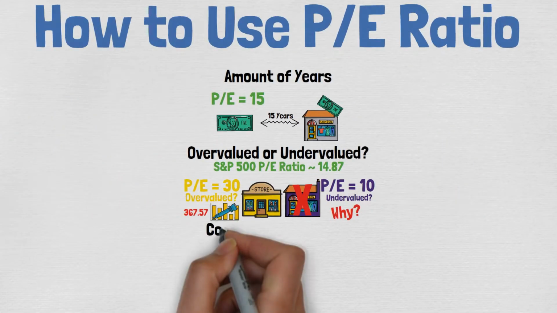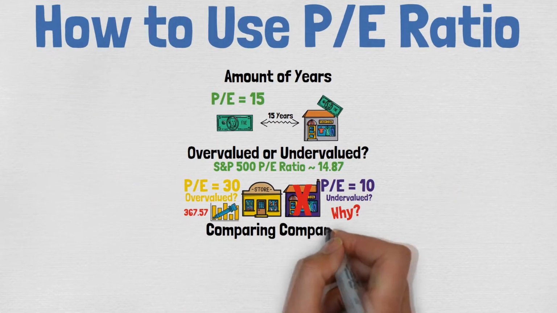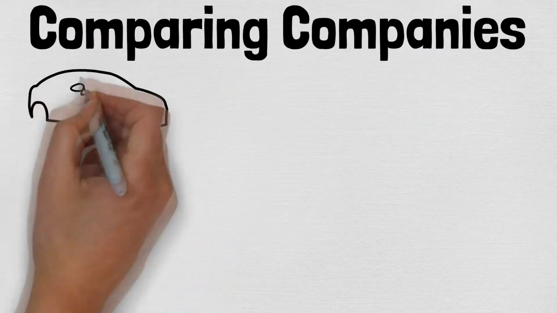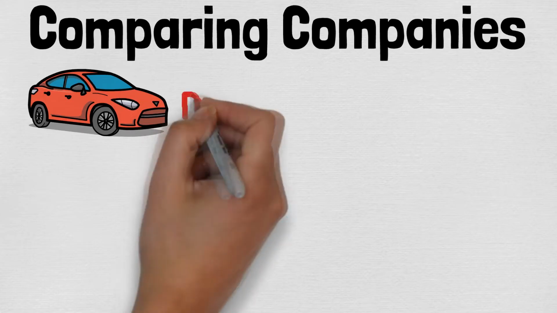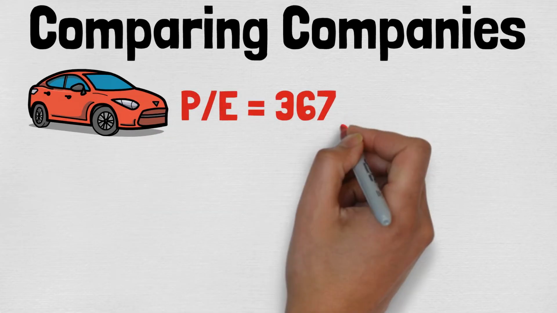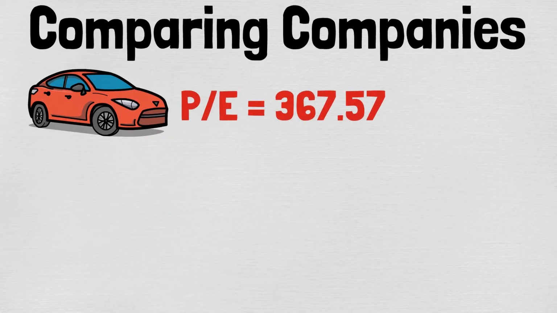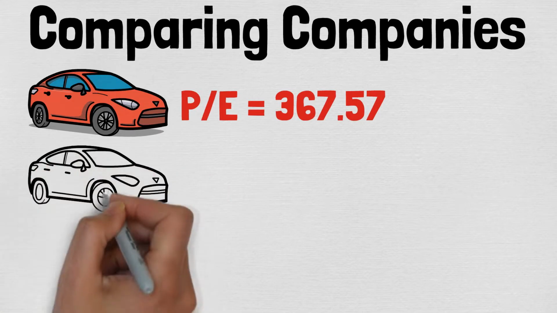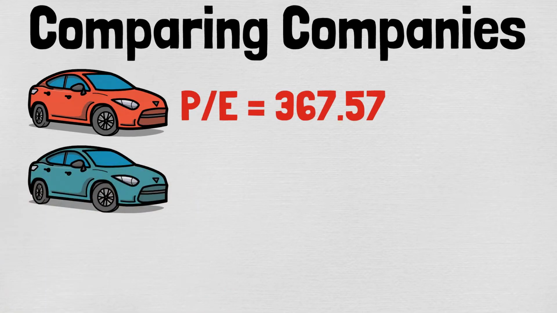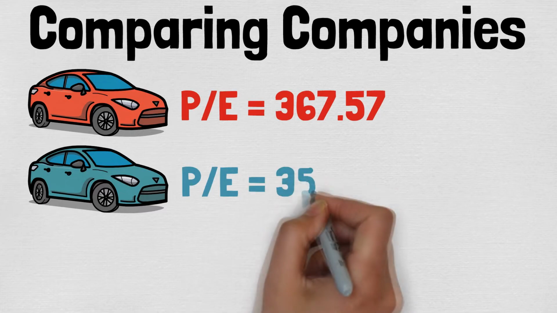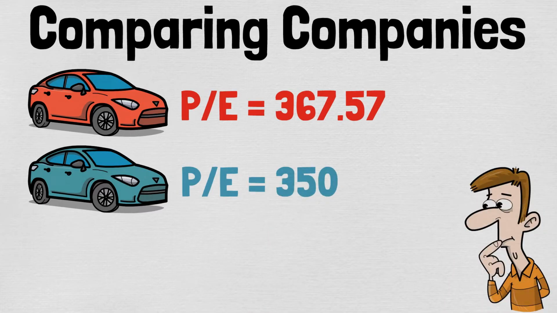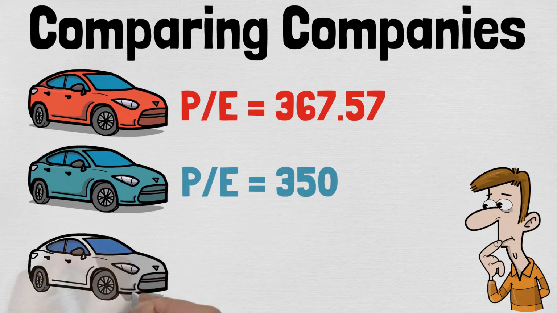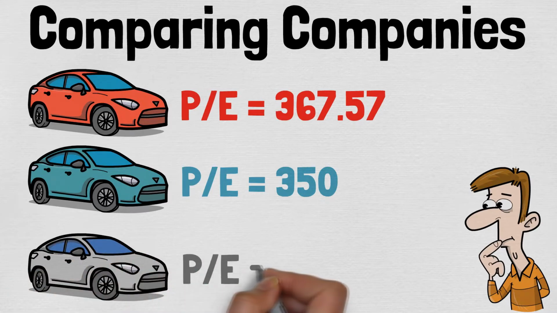You can also use the PE ratio to compare different companies. You should do this for companies that operate in the same industry for more useful information. Let's take Tesla for example. It had a PE ratio of 367.57, which makes it sound very overvalued. But if another electric car company has a PE ratio of 350, Tesla doesn't sound that overvalued anymore.